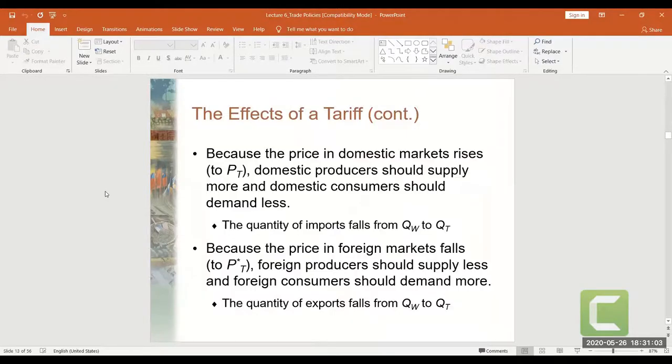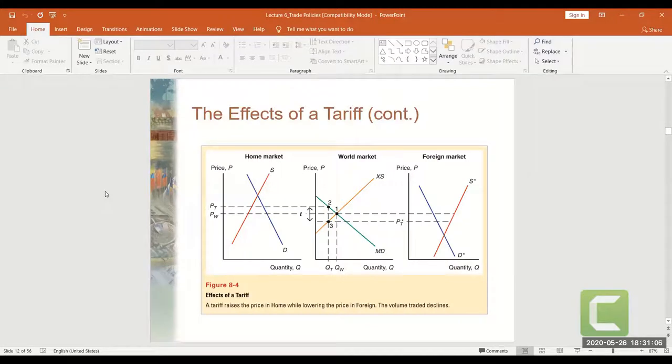Still, to show this clearly in terms of cost and benefit, we have to use the producer surplus and consumer surplus concepts. This is just to show how the world market is disturbed because of the introduction of the tariff and what will happen to the price at home and abroad. Plus, the total import and export quantity falls below the free trade level. That is what we are looking at. There are other distortions too. We will see them in the cost and benefit analysis using consumer surplus and producer surplus concepts.